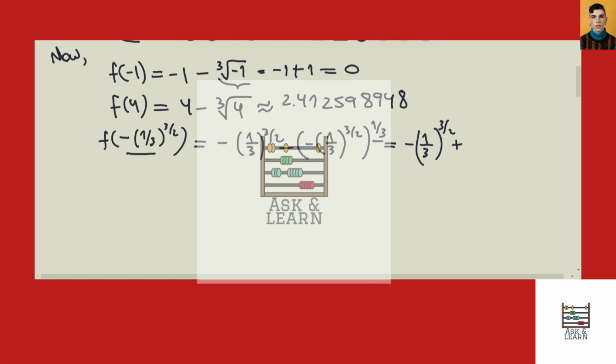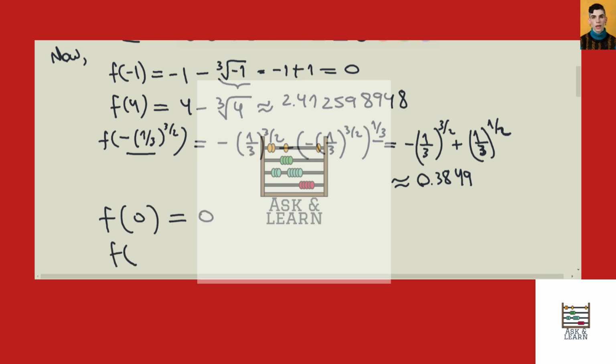We get plus 1/3, and the power ends up being 1/2. Okay, so this number here is about 0.3849. And now f at 0, which is the other critical number, is 0.